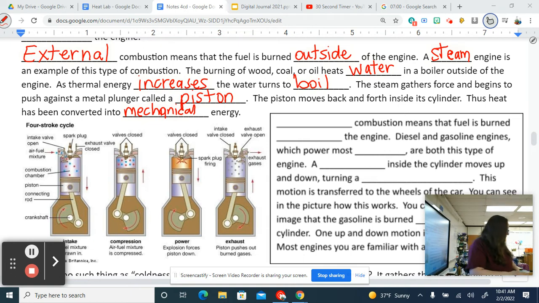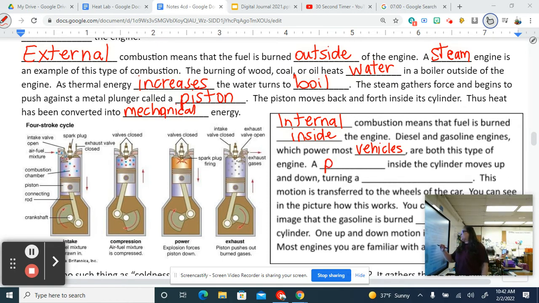So in an internal combustion engine, it means that the fuel is burned inside of the engine. Diesel engines, and I'm getting ahead of myself. Internal combustion is inside the engine. So gasoline and diesel are both internal combustion. So the bus, the diesel trucks, as well as gasoline powered cars, are all internal combustion. So diesel and gasoline power most vehicles that you've heard of. There's very few steam engines left out there.